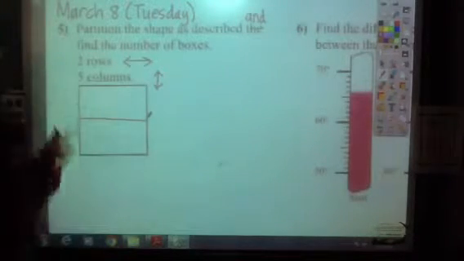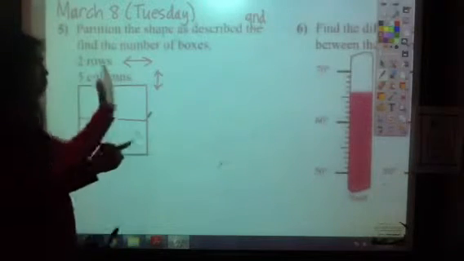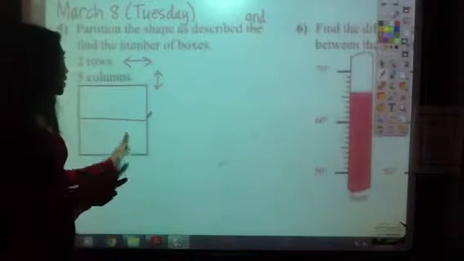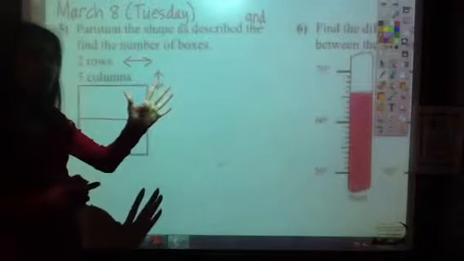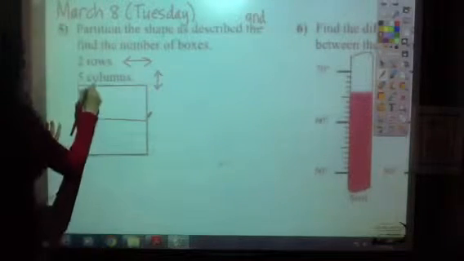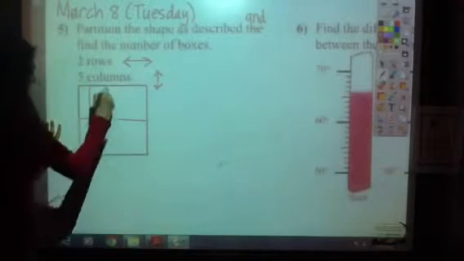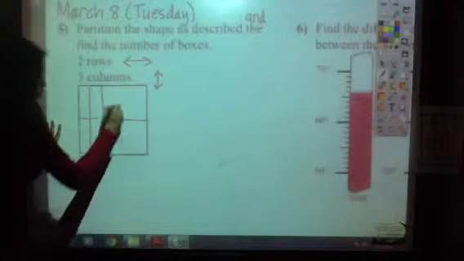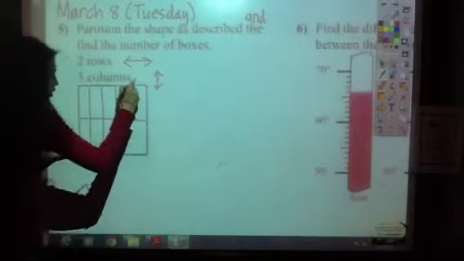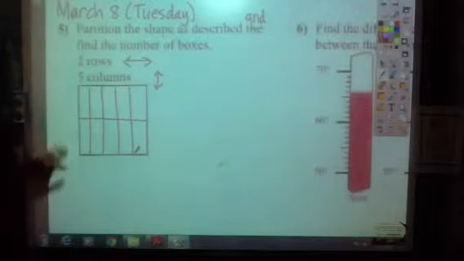1 row, 2 rows. To do 5 columns, I need to draw vertical lines, and since there are 5 places, I need to do 4 lines. I'm going to do it as best as I can. 1, 2, 3, 4. Okay?